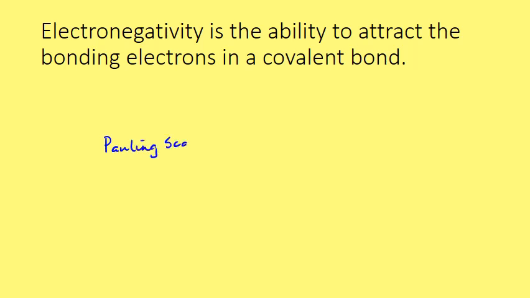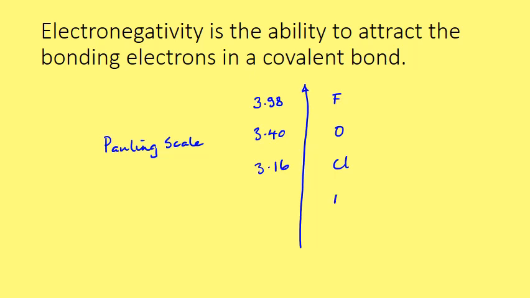So it's called the Pauling scale. Let's say high electronegativity is at the top and low is at the bottom. Then if we look at fluorine, for example, you're probably aware that fluorine is the most electronegative element in the periodic table, and that has a Pauling reading of 3.98. The next most electronegative element is oxygen, and that has a reading of about 3.40. Then we have chlorine, which has a Pauling scale of 3.16. And then nitrogen, 3.04.